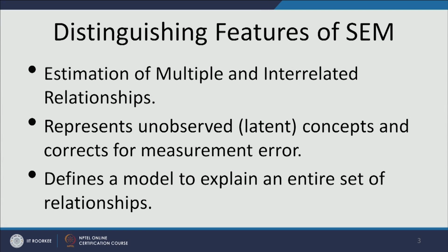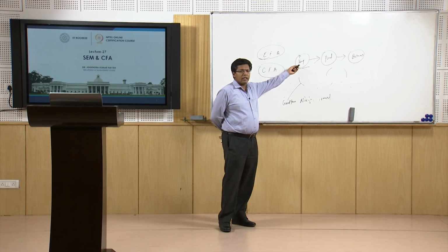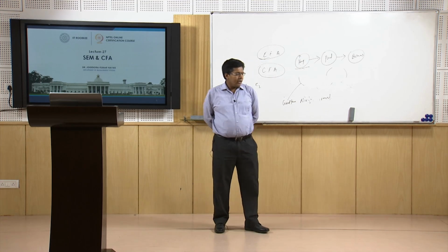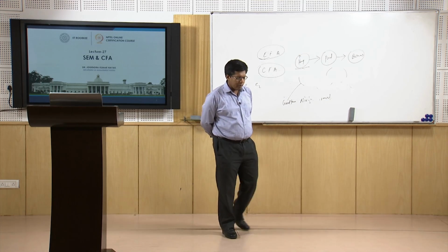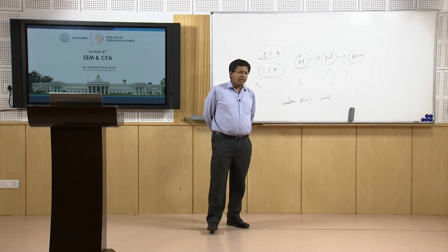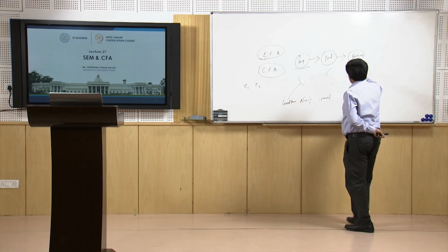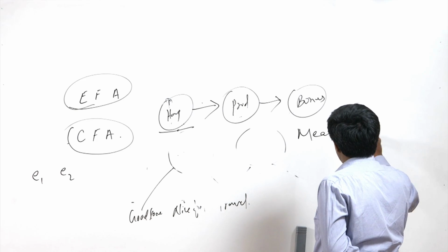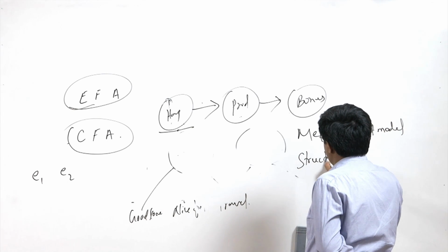So, what are the distinguishing features of SEM? What is SEM all about, right. As it says, multiple and interrelated relationships. It represents the unobserved concepts, the unobserved constructs, and accounts for measurement error. Now, when I am talking about SEM, there are two important things to be discussed. We will go one by one. One being the measurement model, and then we have something called a structural model, right. So, first we are talking about a measurement model, and then we talk about a structural model.